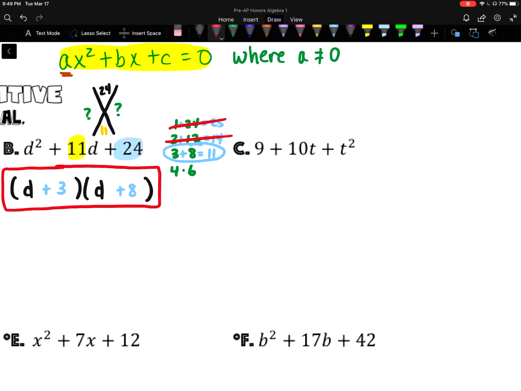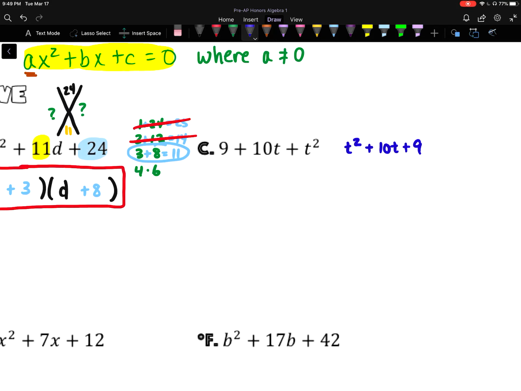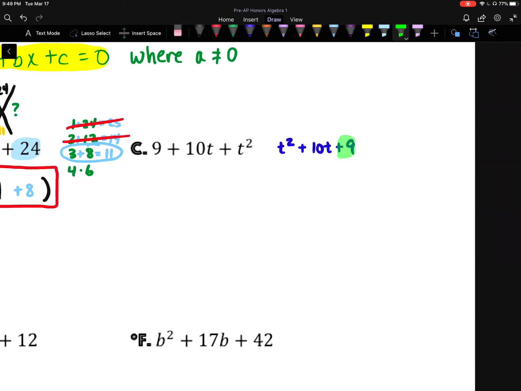In C, notice that in the previous example we had the quadratic term, the squared term, first. If you want to rewrite it, you can absolutely do so. So that becomes t squared plus 10t plus 9. Now I'm looking for my factors of 9, which would be 1 times 9 and 3 times 3. So I have two sets of parentheses. The only way to get to t squared is t times t. And now I add 1 plus 9, which gives me 10, exactly what I'm looking for. So this is my combination: t plus 1 times t plus 9.